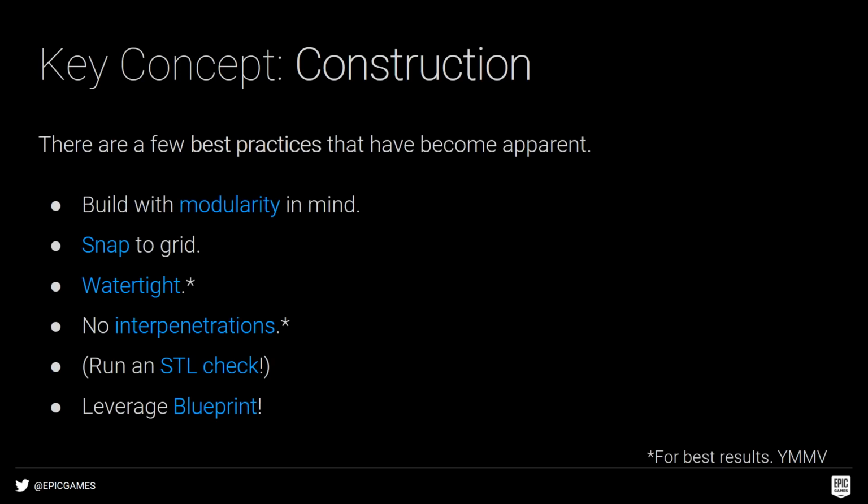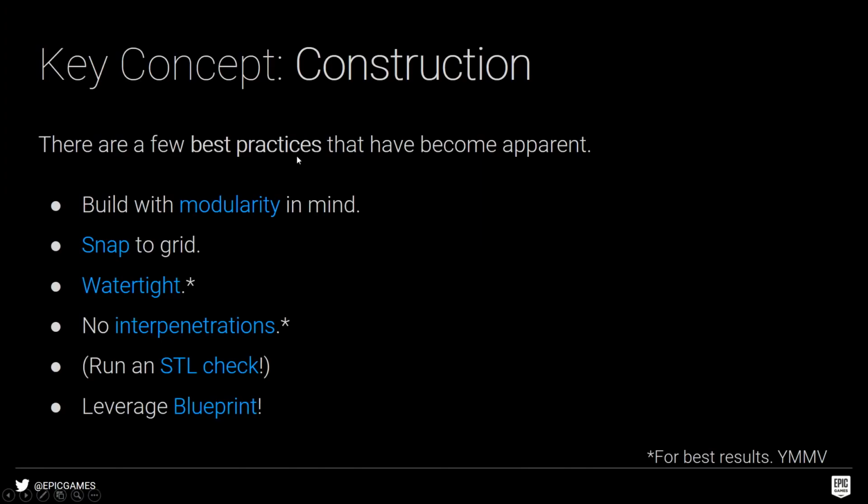So, construction. Some of these are things you're probably used to as veteran game devs. Build with modularity in mind, right? Snap to grid when you can. Have pieces that can basically Lego block together. Where you can, make your geometry watertight and have no interpenetrations. Now, I have an asterisk there again because there is room for a little bit of fudge factor. You can be a little bit sloppy, but if you can run your asset through an STL check and it comes up clean, you're going to have a better time.